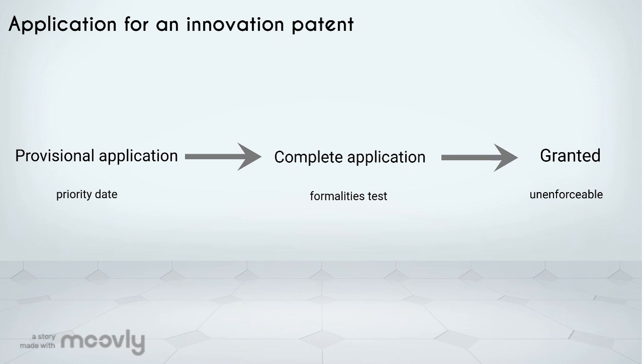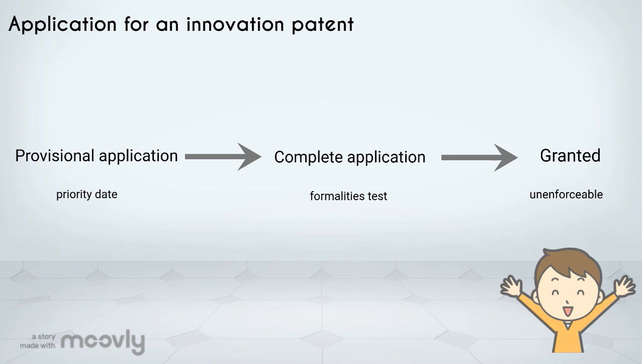Turning to innovation patents now, the patent application process for these is quite similar to standard patents. A provisional application must be lodged to create a priority date, which will provide 12 months for the applicant to lodge a complete innovation patent application. This will then undergo a formalities test to check for minor details such as formatting. Upon the completion of the formalities test, the application is granted, however it won't be enforceable.